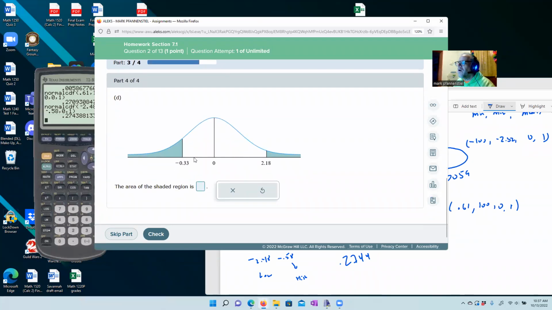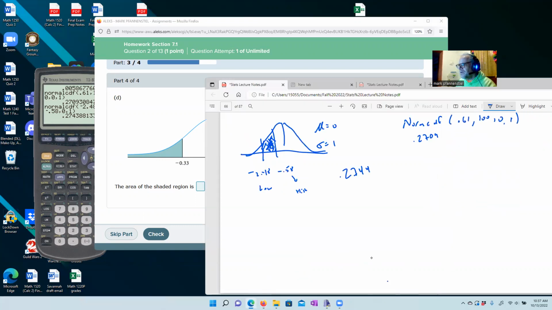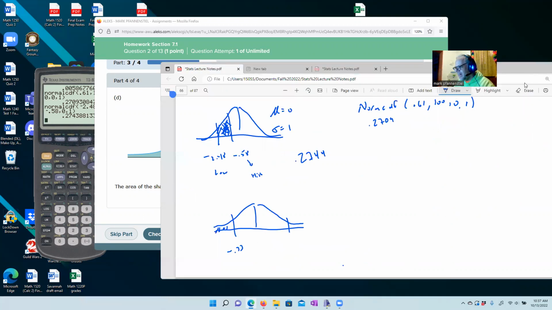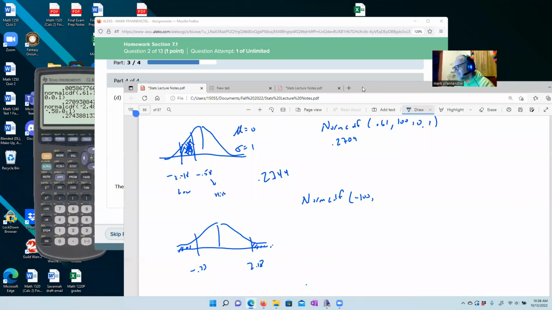Now they say, oh, look at this. There's a couple of ways to do this. We want from negative infinity up to negative 0.33, so we want all of this, and we want from 2.18 up to positive infinity. So this is going to be norm CDF, and we go from negative 100 up to negative 0.33.